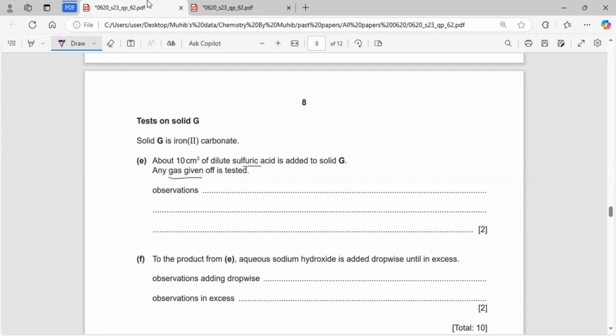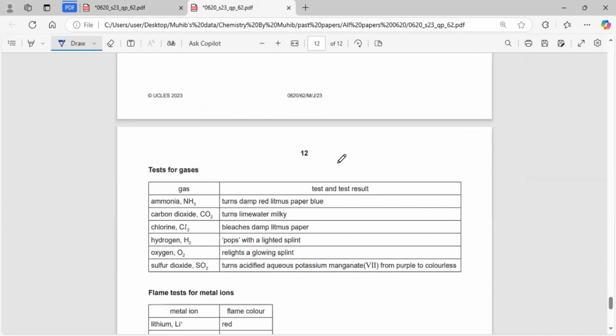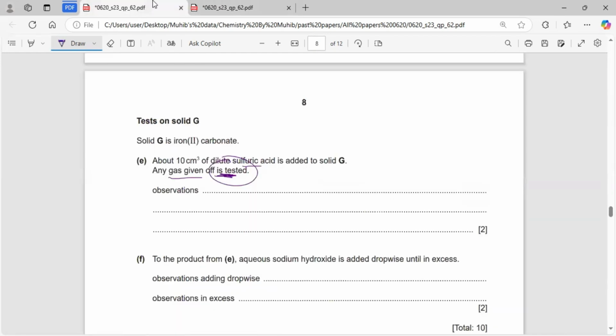You can write effervescence or bubbling or fizzing up, right? And also, any gas given off is tested. How are you going to test that? It is also written in the table how we test carbon dioxide. You will have to write this: turns lime water milky. So one mark is for detecting that the gas is carbon dioxide, and how do we test it? We pass it through lime water, and it will turn the lime water milky.